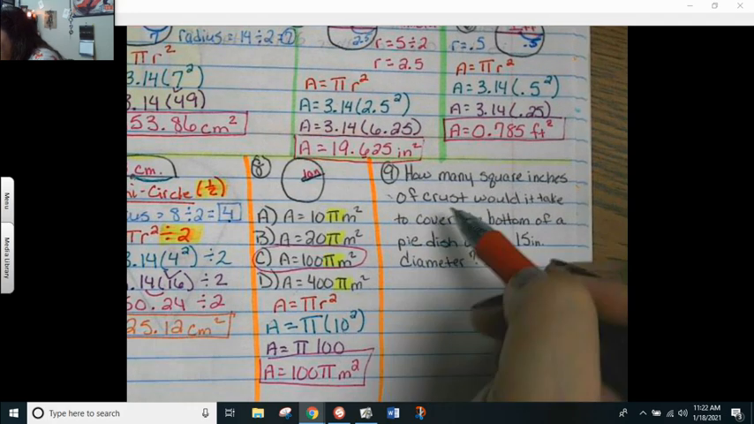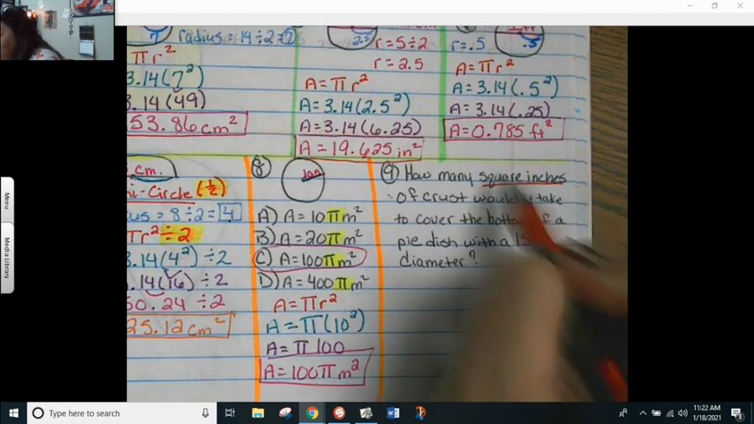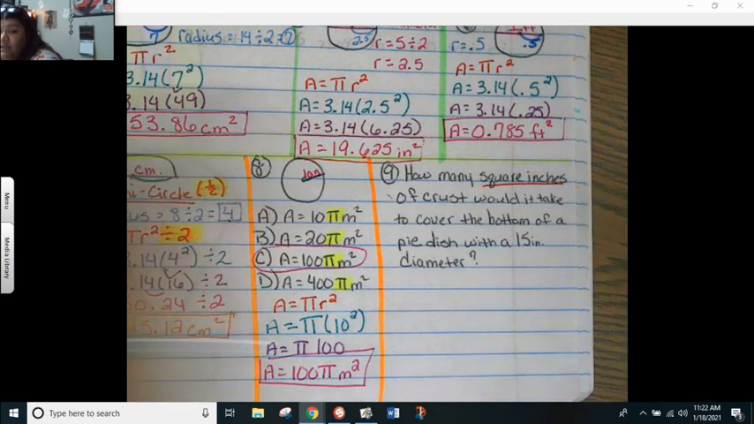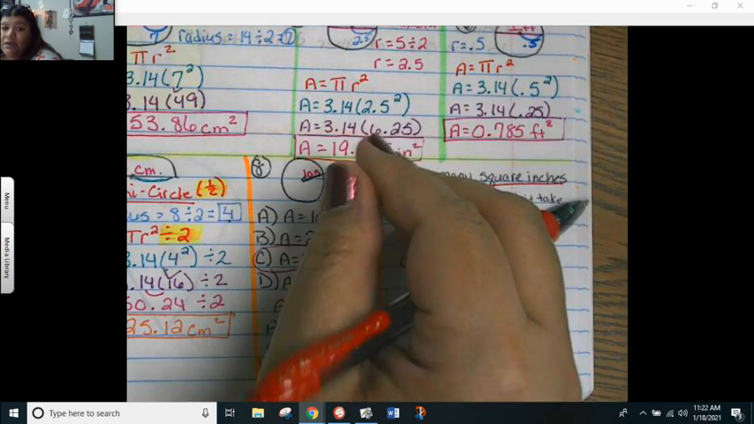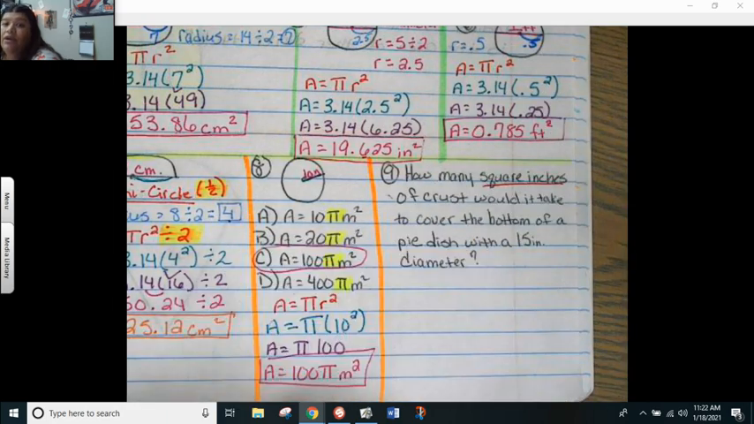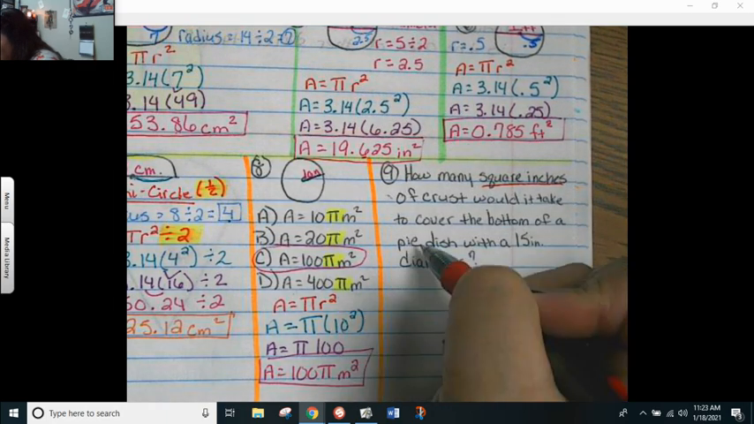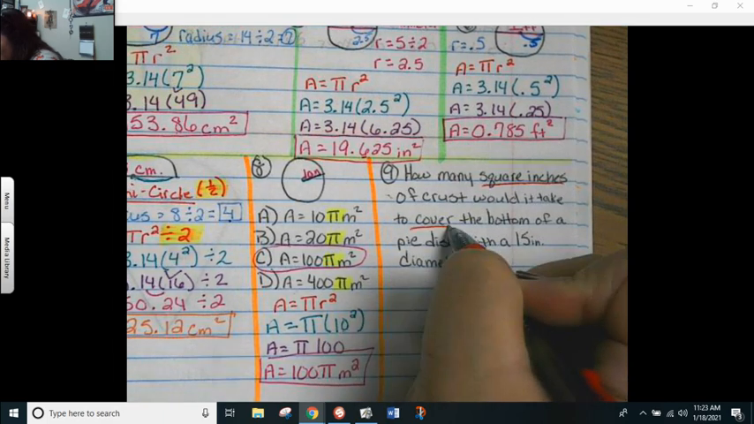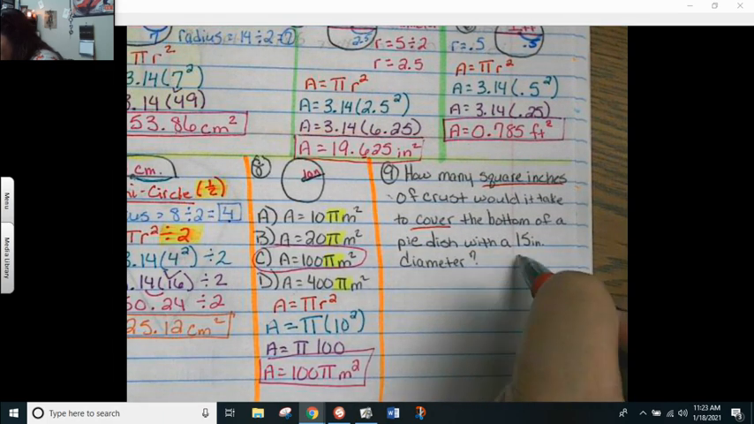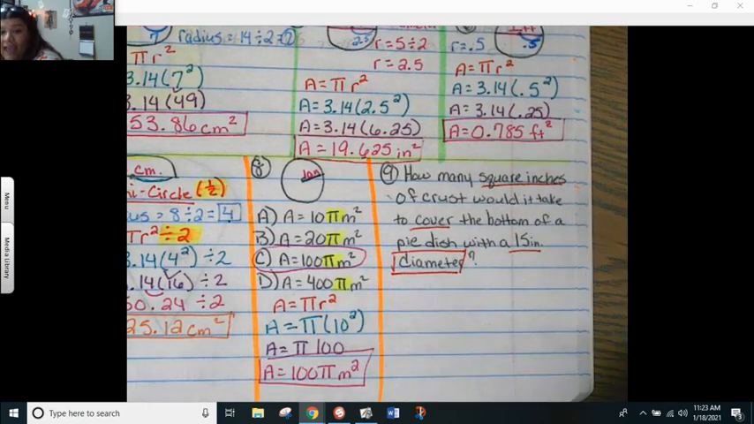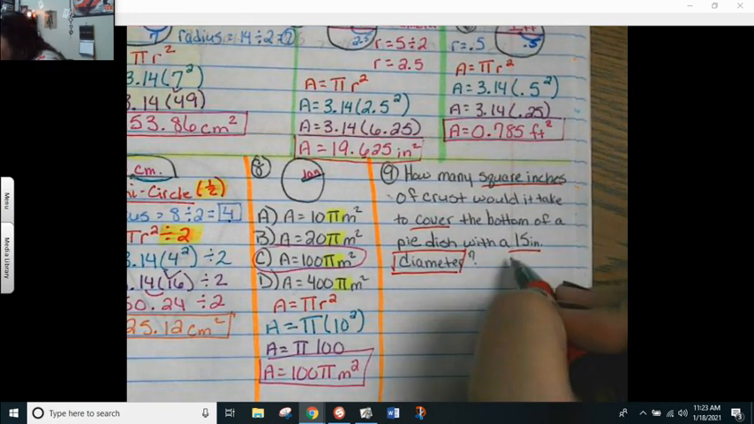All right, how many square inches? So that already tells me I'm looking at area because area is squared, okay? Perimeter, single units. Area, squared units. Volume, cube units, okay? So square inches of crust would take to cover the bottom of a pie dish with a 15-inch diameter. They gave me the diameter, okay?